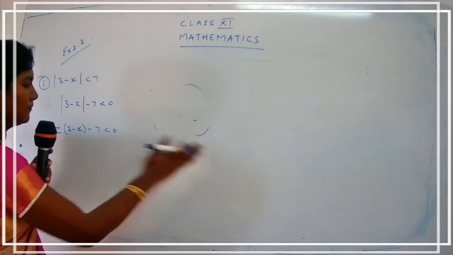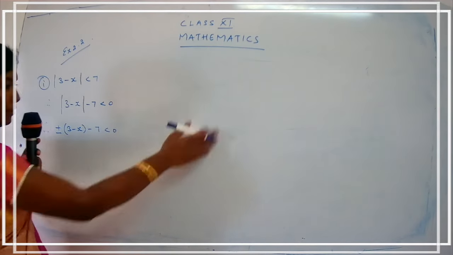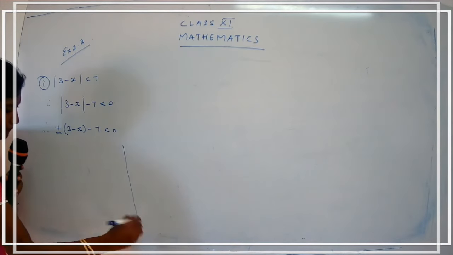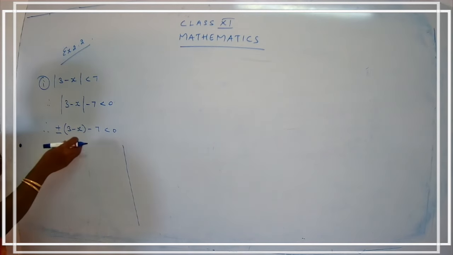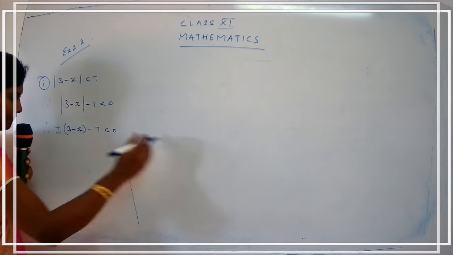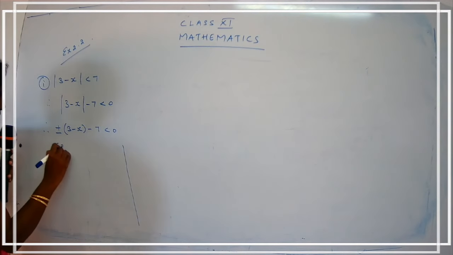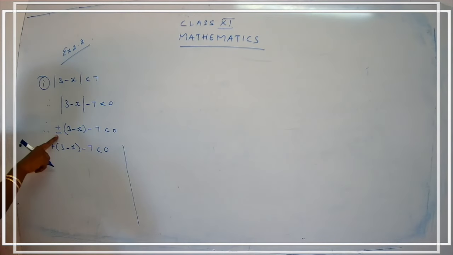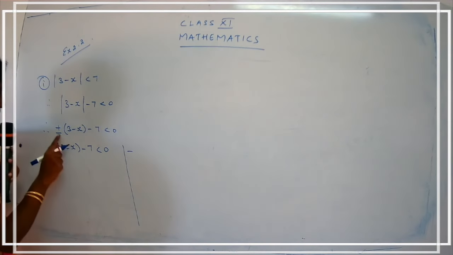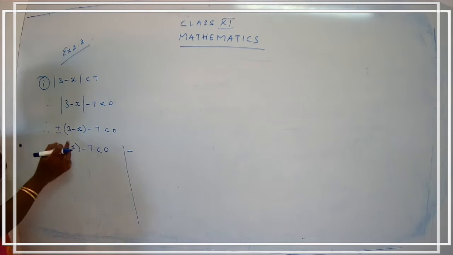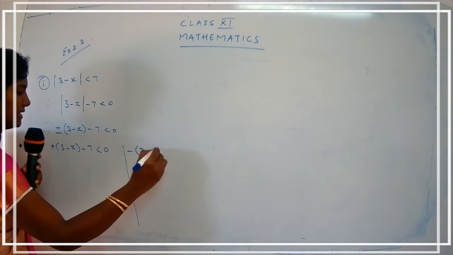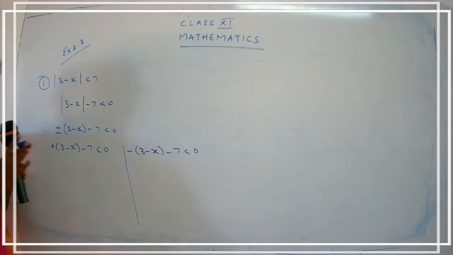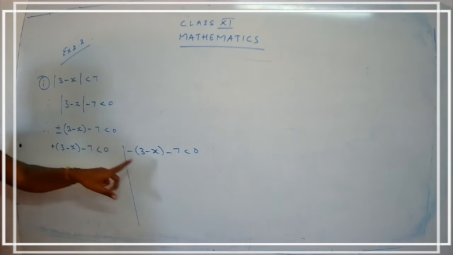Okay, now let's proceed with the sum. So we have to do two cases. I'm just going to divide a line. I'll take the positive part first and I'll take the negative part next. So plus 3 minus x minus 7 is less than 0. Here what will come, children? Minus, put minus before the bracket. So minus 3 minus x minus 7 less than 0. So we have got two cases, one with a positive and one with a negative.